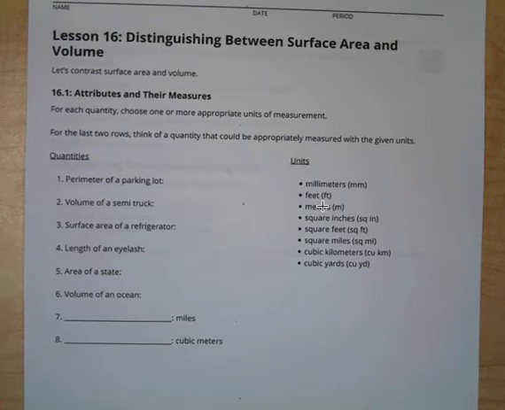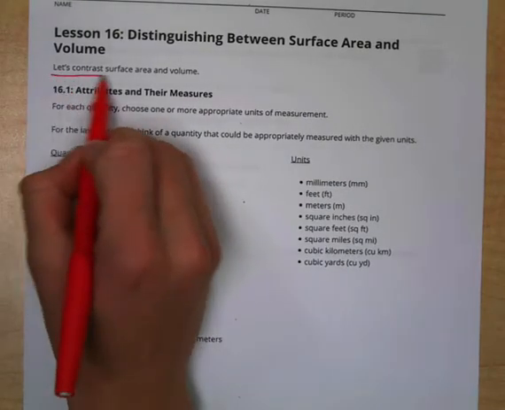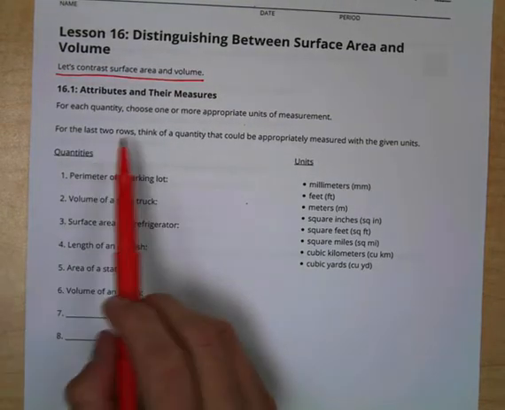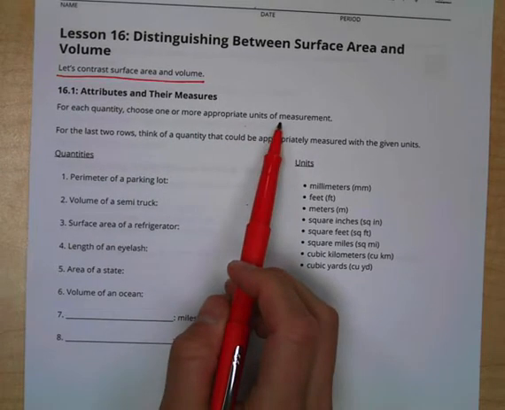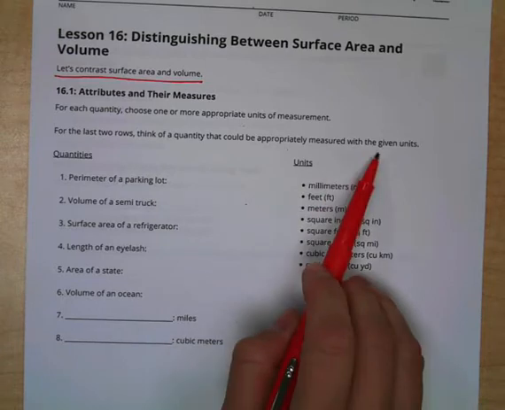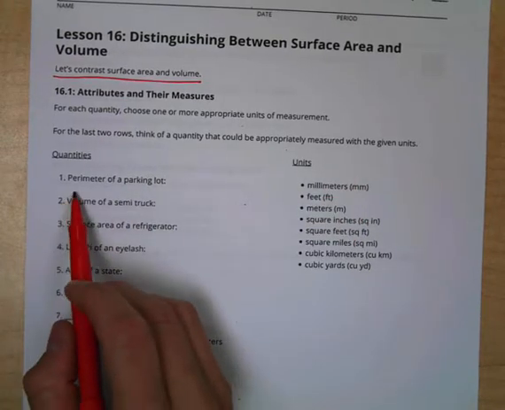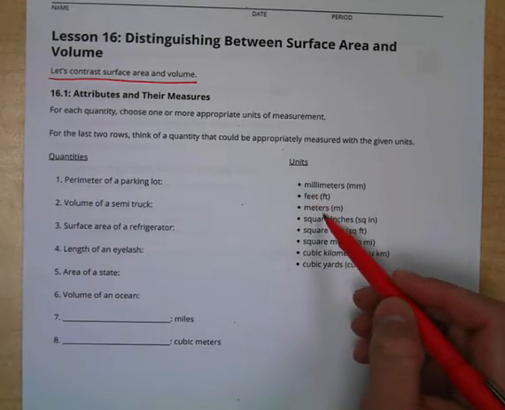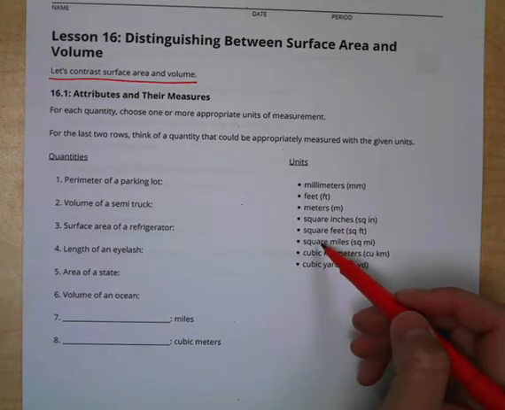For lesson 16, we're going to be talking about surface area and volume. Our goal for this lesson is to contrast surface area and volume to figure out how they are different. Alrighty? So for each quantity, it says choose one or more appropriate units of measurement. For the last two rows, think of a quantity that could be appropriately measured with the given unit. Okay? So if we were going to measure the perimeter of a parking lot, which of these things do you think that it would be most logical to use?